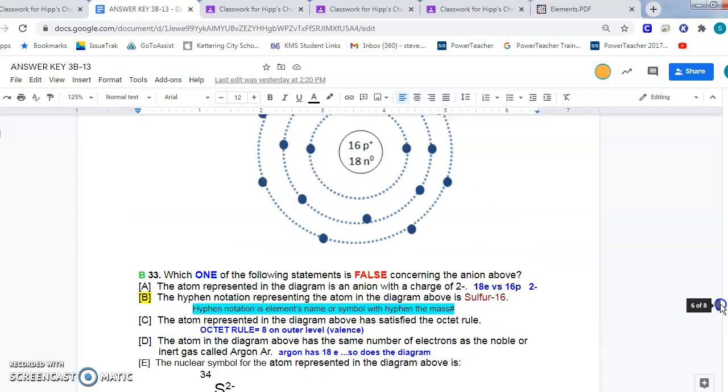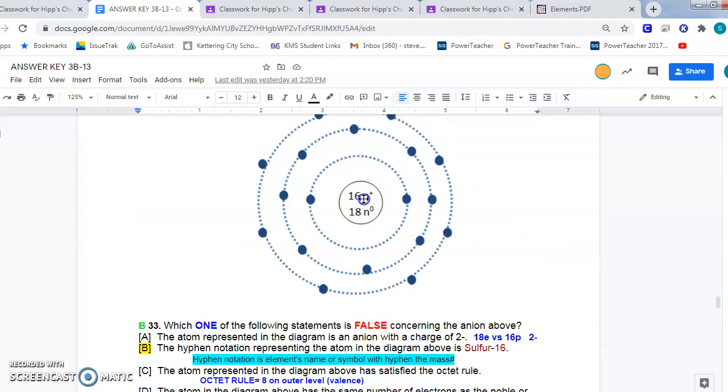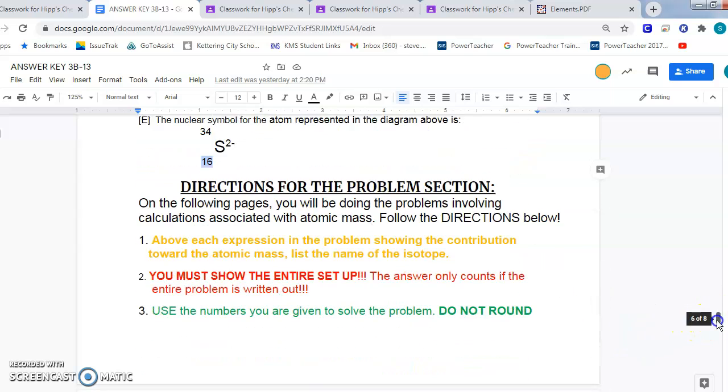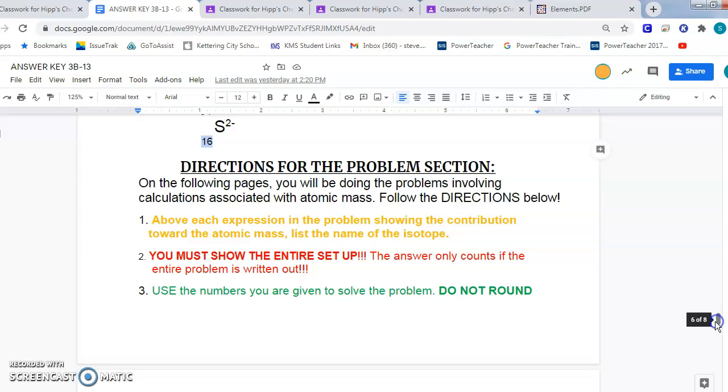The upper right as a superscript should tell how many total things are in the nucleus. 16 plus 18 is 34. That is the correct nuclear symbol. Now we go on to the problems.